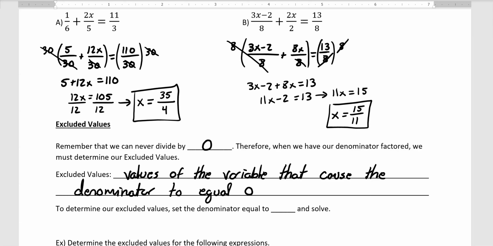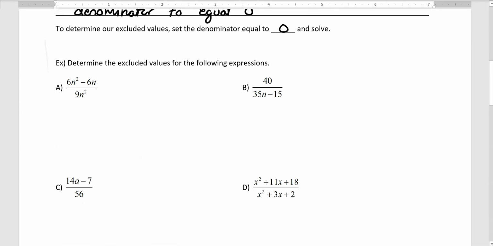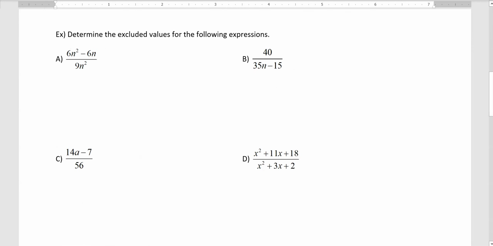Now, fortunately for us, it's very easy to determine the excluded values. These are values that our variable cannot equal. To figure them out, all we need to do is set our denominator equal to 0 and solve. So, looking at some quick examples here. So, letter A, what can n not be? n cannot be 0, because if n was 0, that means my denominator would be 0.